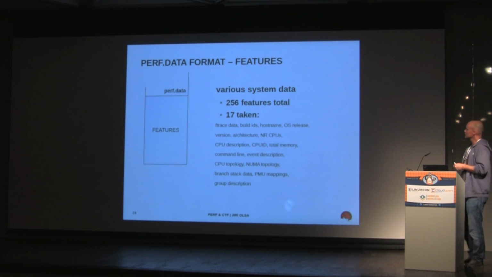After we store all the events, we store the features, which is the various system data I mentioned. So again, this is whatever data can be useful in the report phase: the ftrace data, build IDs of the binaries we cross, release version, CPU topology, and so on.